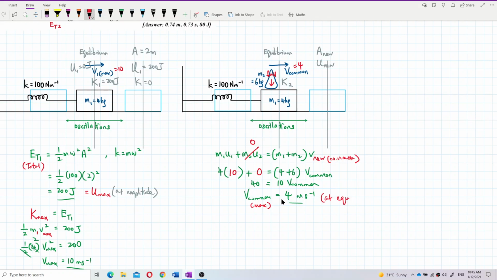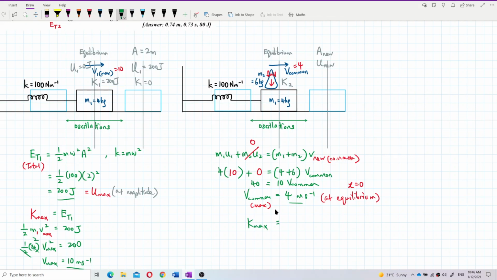This one is at equilibrium, displacement 0. Understand? This common velocity is actually the maximum velocity for the second condition, after the object dropped onto it. It is the maximum velocity at the equilibrium position. So we can find the total energy. We first find the maximum kinetic energy. Because we already have the maximum velocity, we can find the Kmax.